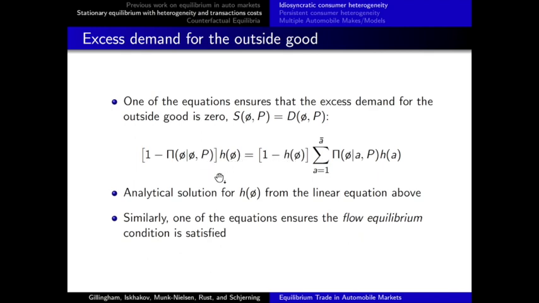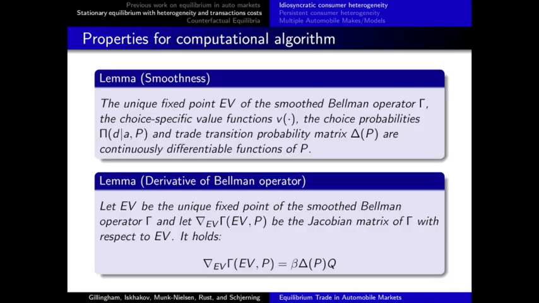And here you can simply verify that there's an analytical solution for the share of people in the outside good that you get from solving this equation here. Actually, I think we write out the equation in the paper, but this is the equation it's derived from. So that'd be a nice exercise to look at. Similarly, the equations that ensure flow equilibrium need to be satisfied as well. Now I want to talk about the computational algorithm.